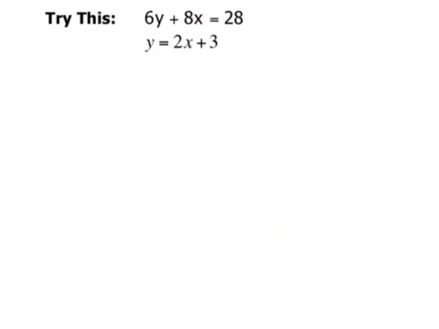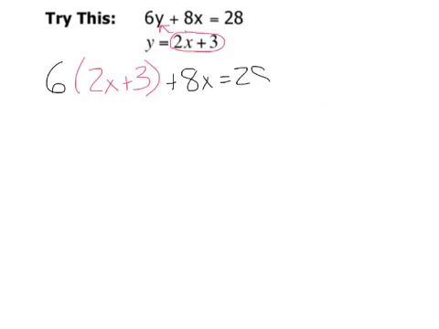Okay, so I see a y equals. So I'm going to circle what y equals, and I'm going to put it in for y. So I have 6, and in place of y, I'm putting in the 2x plus 3. Then I have plus 8x, and I have equals 28. So to get rid of parentheses, I distribute. 6 times 2x is 12x. 6 times 3 is plus 18. I still have plus 8x, and I still have equals 28.